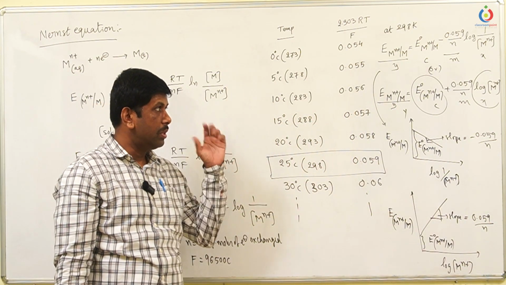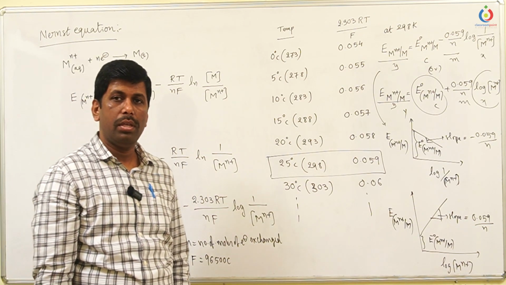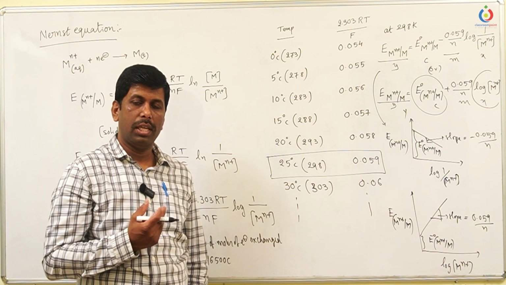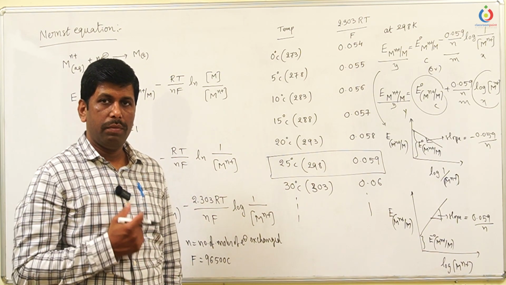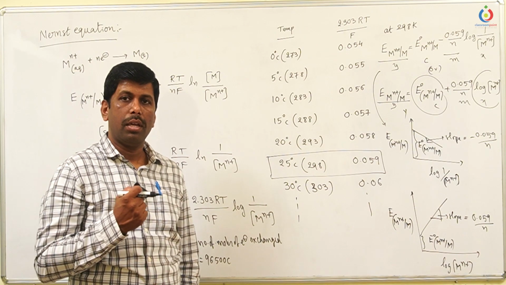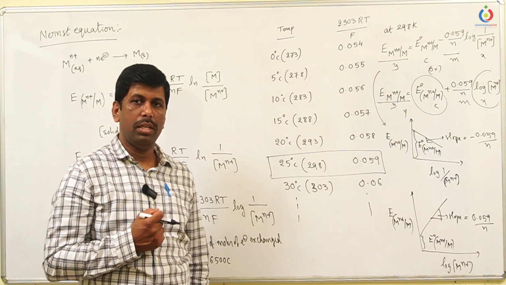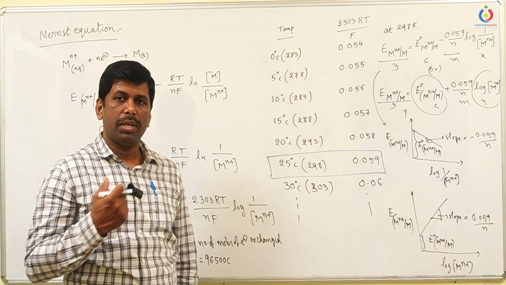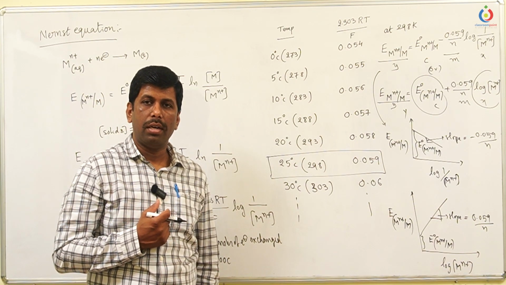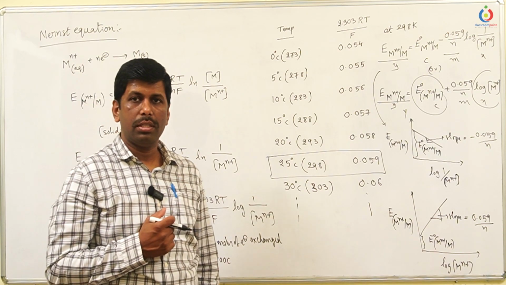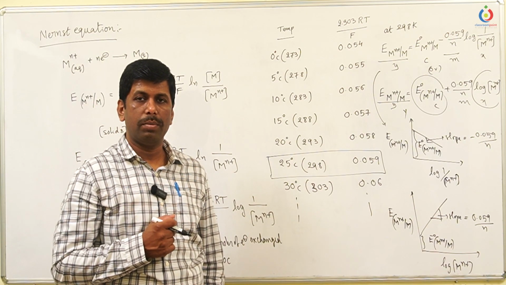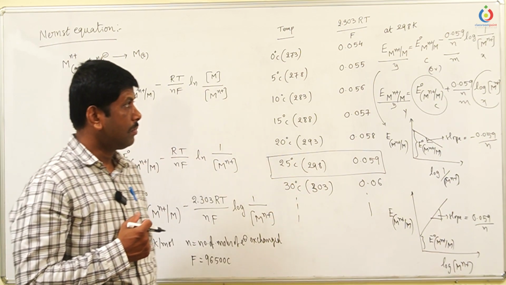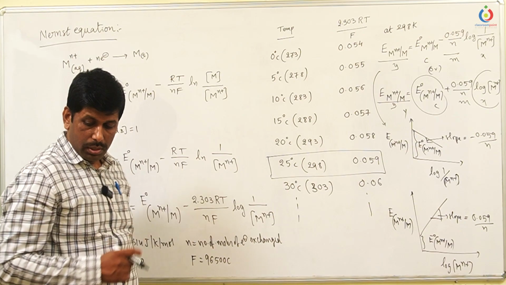Now let us try to use this Nernst equation and apply it to the galvanic cell, both the copper electrode as well as the zinc electrode. While applying, we shall consider only the reduction reactions. We don't consider the oxidation reactions. We can consider oxidation also, but as per IUPAC convention, standard electrode potential means only reduction potentials are considered. So we shall see that now.